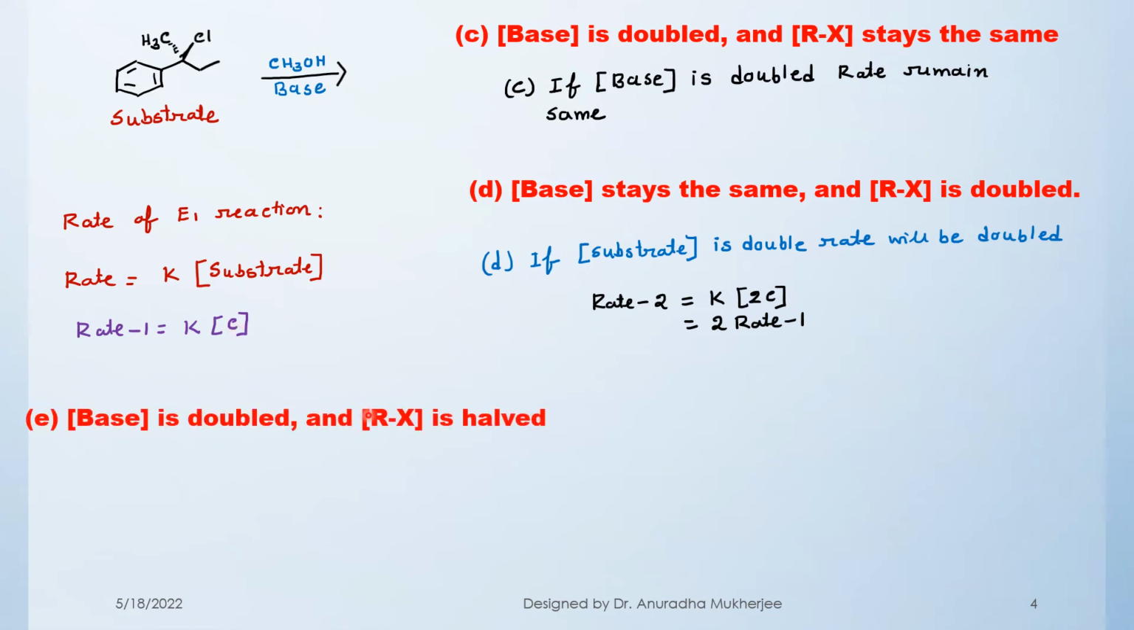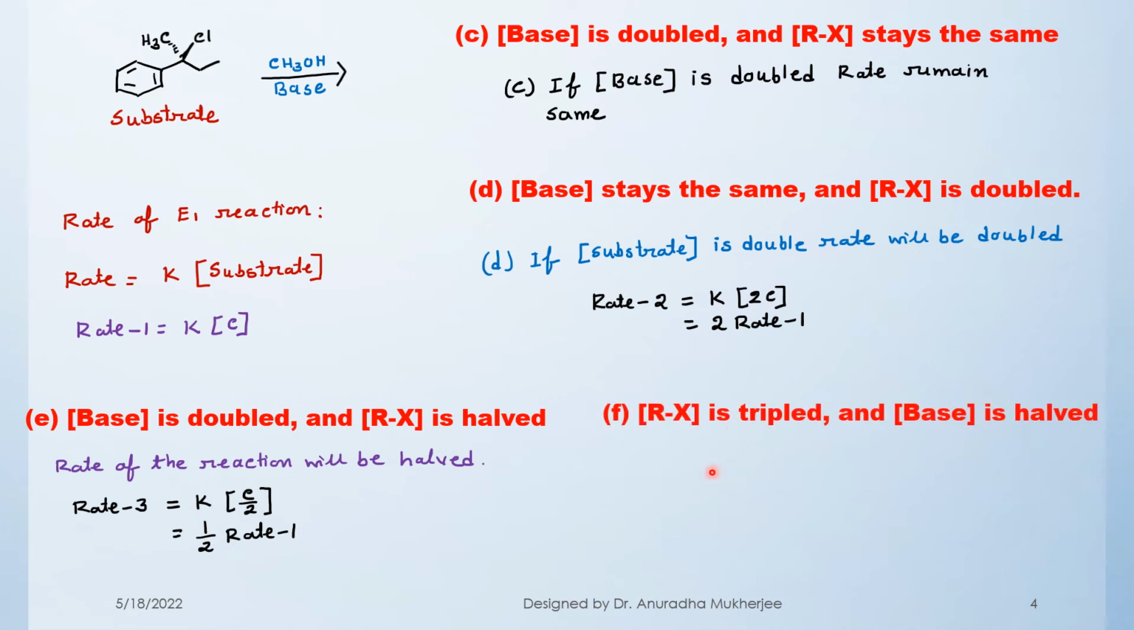Now here the concentration of base is doubled and the concentration of substrate is halved. So the same thing, base concentration is not going to affect the rate of the reaction. But since the concentration of substrate is now half, the rate will be half of rate 1.